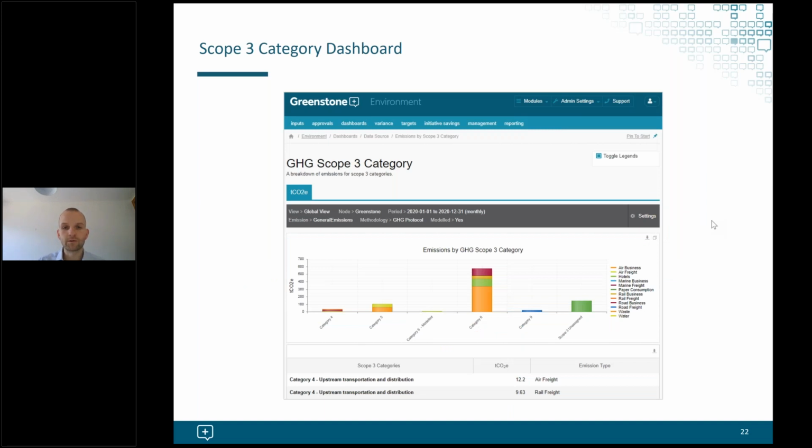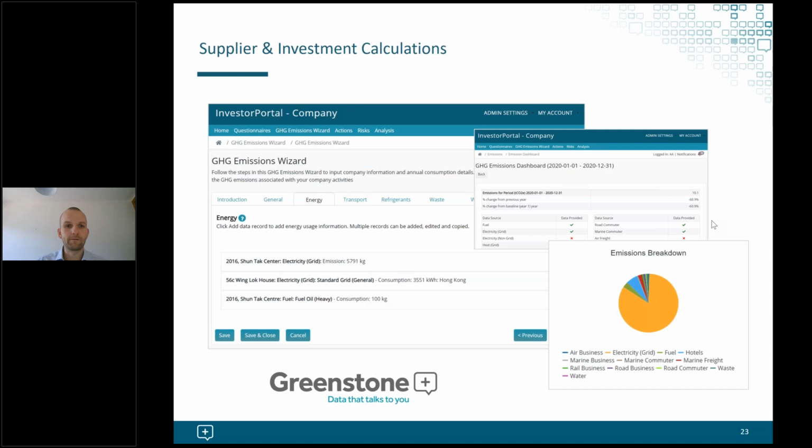And just a couple of screenshots now. So this is the Scope 3 category dashboard from the enterprise solution, where we can see all of our data, whether that's based on estimations, primary data, whatever it is, all feeding through to the different Scope 3 categories. And then here, very quickly, we have a few screenshots of the other solutions, so supplier portal and investor portal, where we can see how those external organizations can complete their information, calculate their emissions, and then push their information through to you in a robust but still a simple way of doing it.